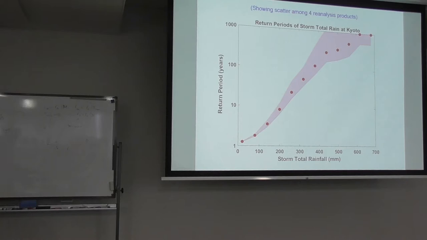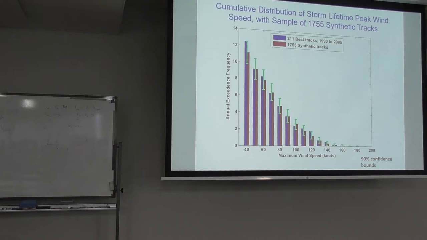Okay. So you can do this sort of thing, and if you try to compare it to historical statistics, you're up against the fact that there are not that many storms in the historical database. So the blue is from historical data. This is an annual frequency of exceedance. So in the best track data set from 1990 to 2005, there were 12 storms per year on average that exceeded 40 knots, and 9 storms that exceeded 50 knots, and so on. The red is from synthetic tracks, and these error bars show the 90% limits that are the predicted sampling error from the best tracks.